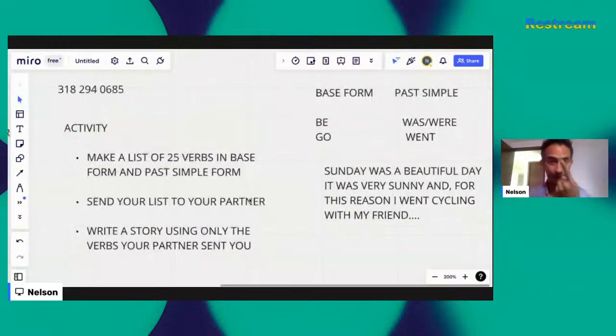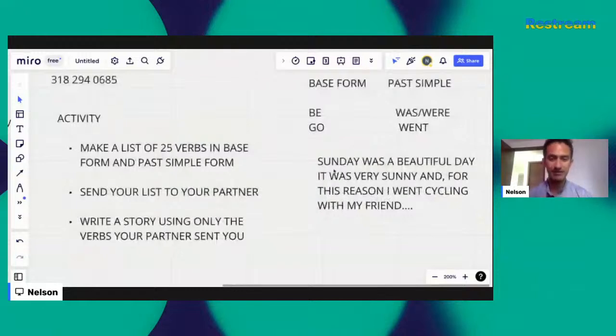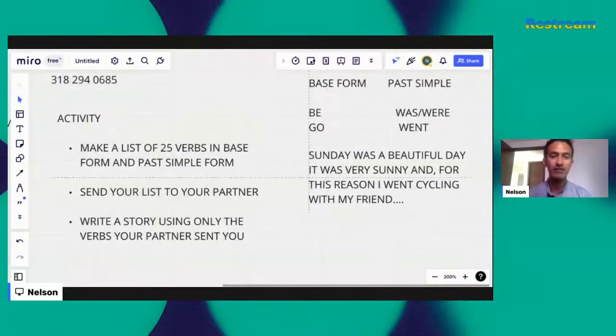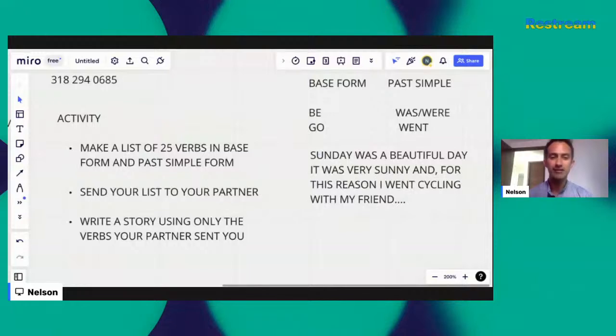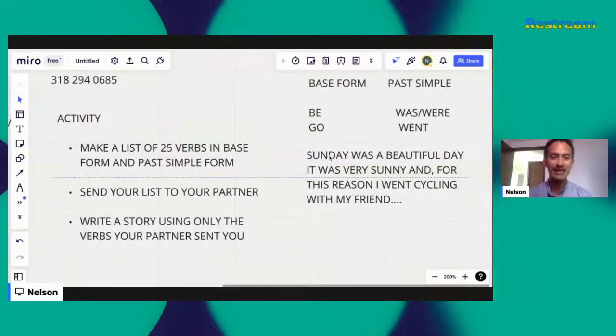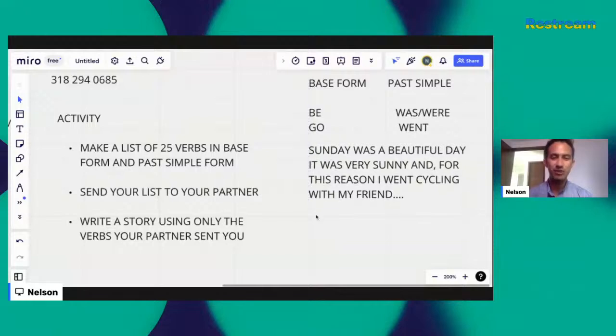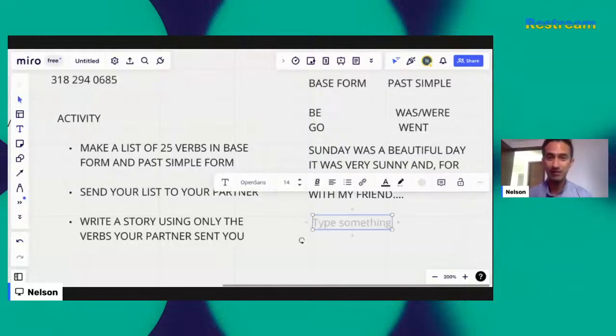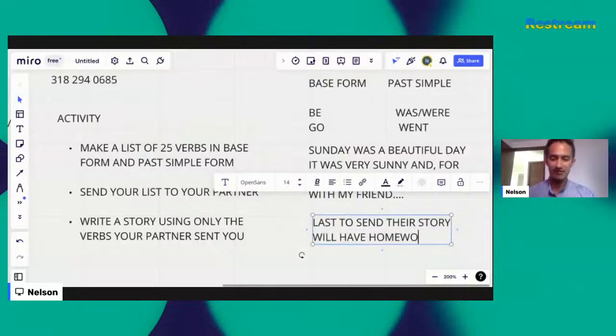Now, here is where things get interesting. We're going to have a little competition. I know that you like competition. Now, the last person to send their story, yes, the last person to send their story will have homework.